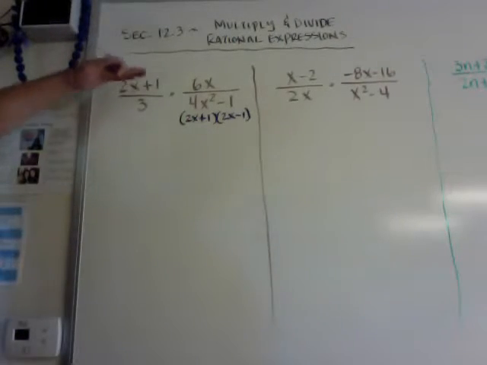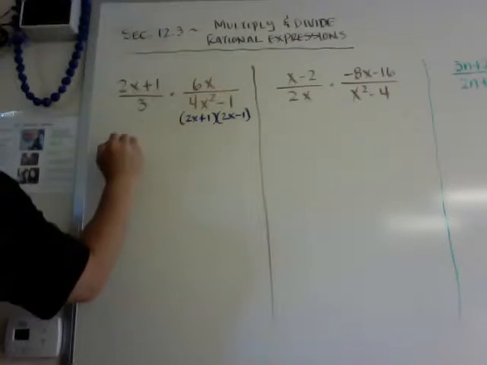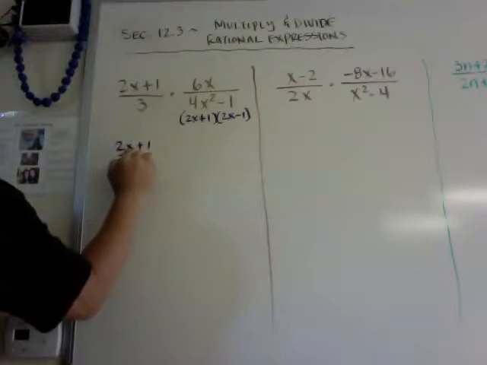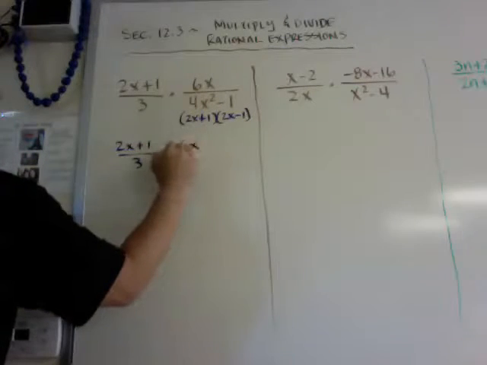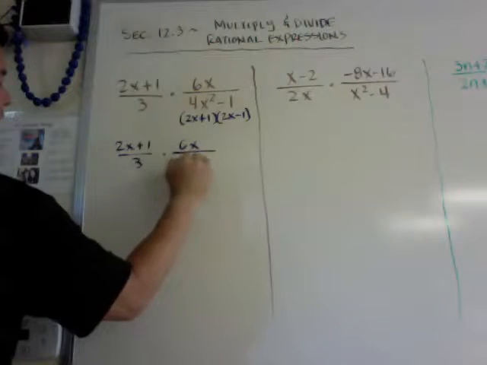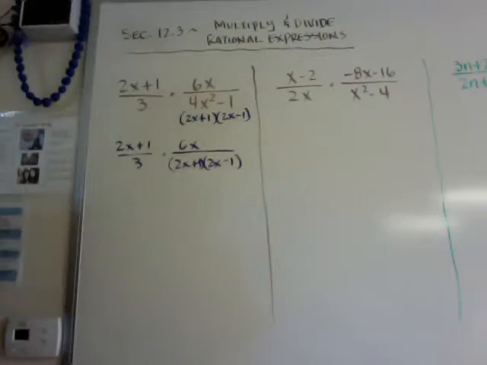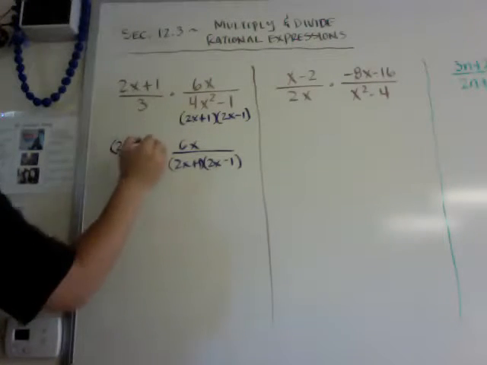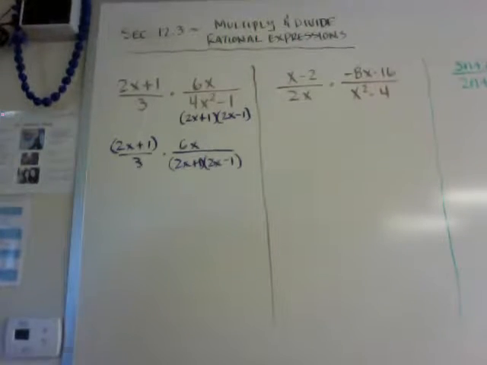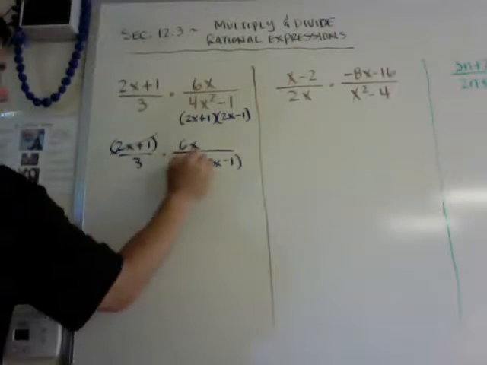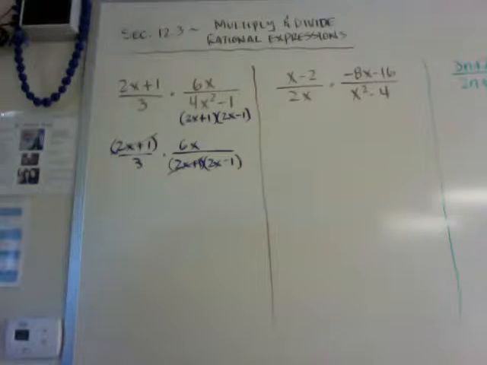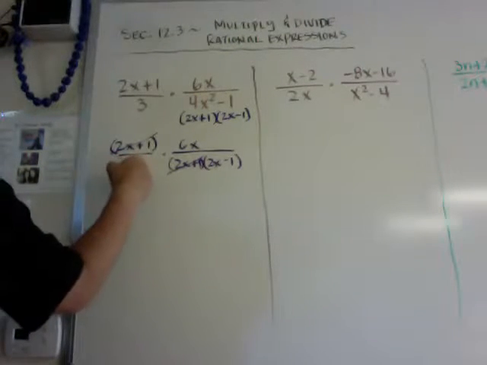And then think of it as a fraction. So if you think of it as just one long thing, so if I have 2x plus 1 over 3 times 6x over 2x plus 1, 2x minus 1. Just think of it as a long fraction where you can cancel down if you need to. But again, you need to think of this side as having parentheses. So you can see I can cancel these out. And now I can also cancel out the 3 and the 6.